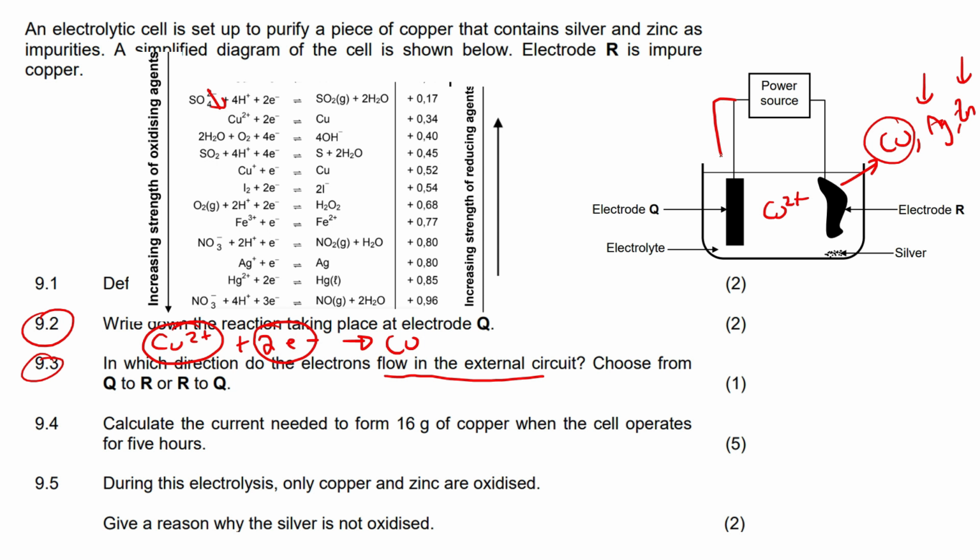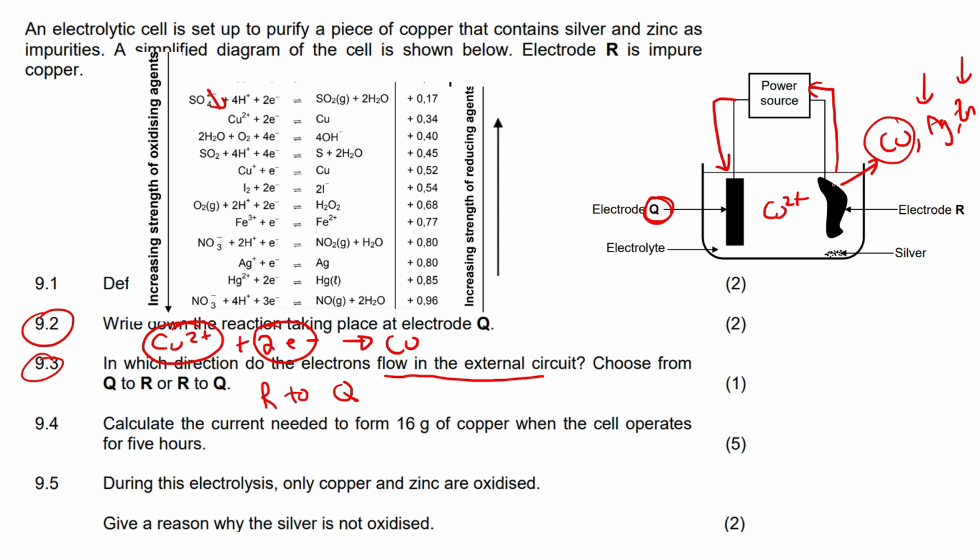Well, those electrons would come from the power source. So the direction is going, the electrons are going to go towards Q, so from R towards Q. So we're going to say R to Q. Okay? Where do the electrons come from over here?